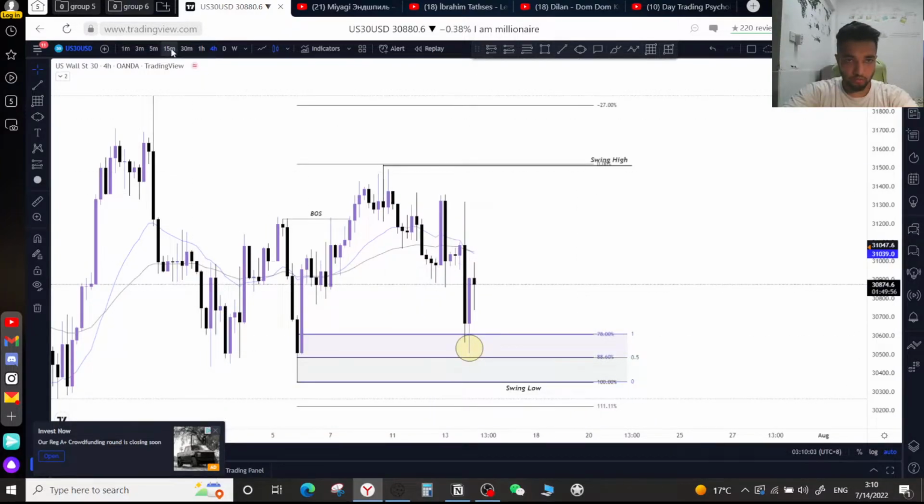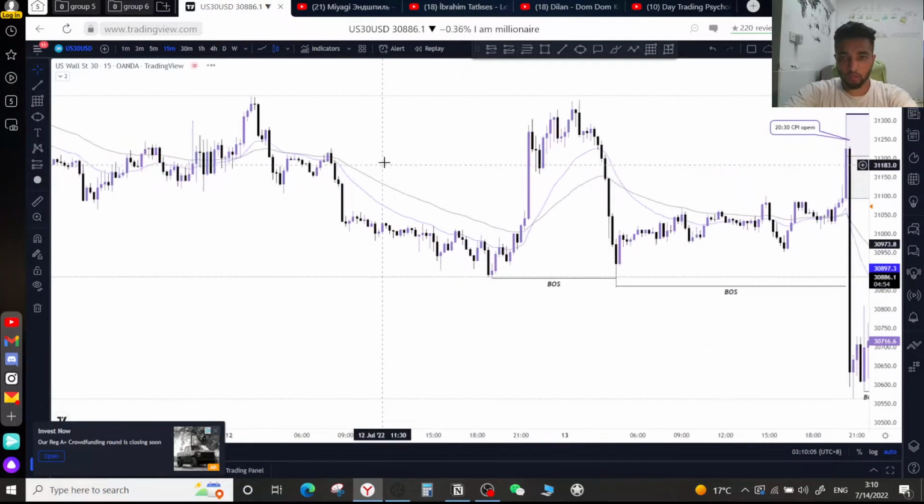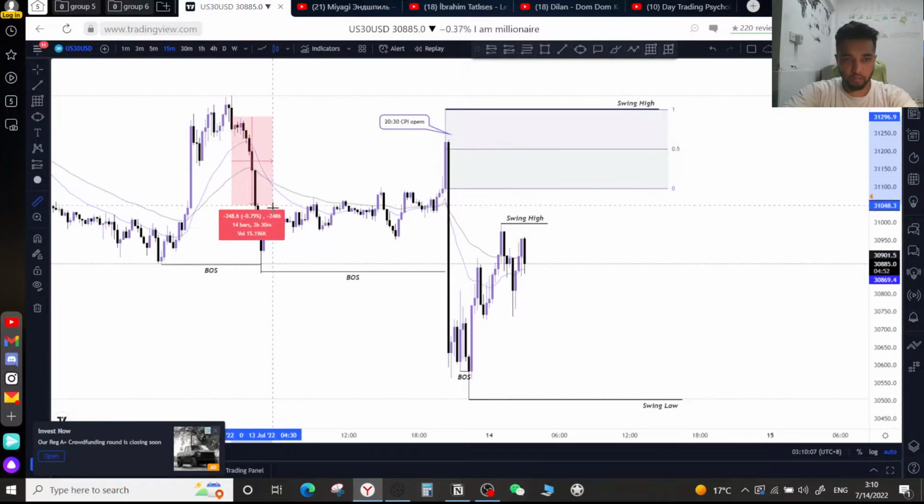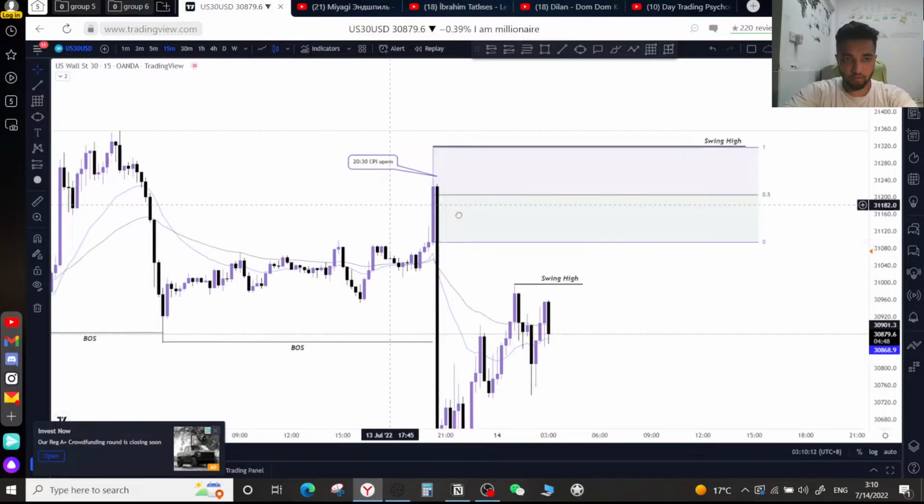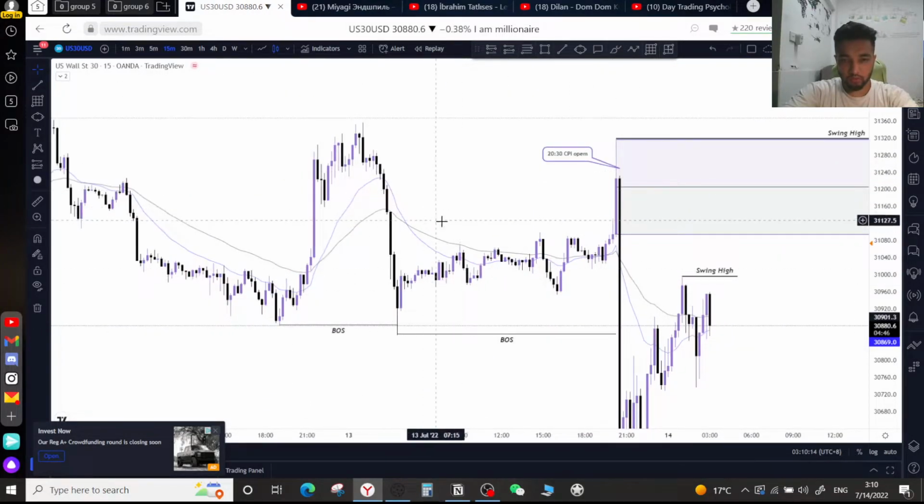So yes, now let's go to the 15 minutes and see what's popping. This is the crazy sell we had yesterday, around 400 pips. This is the 20:30 CPI open. So breakout structure. I came around here, so let's see what happened there.